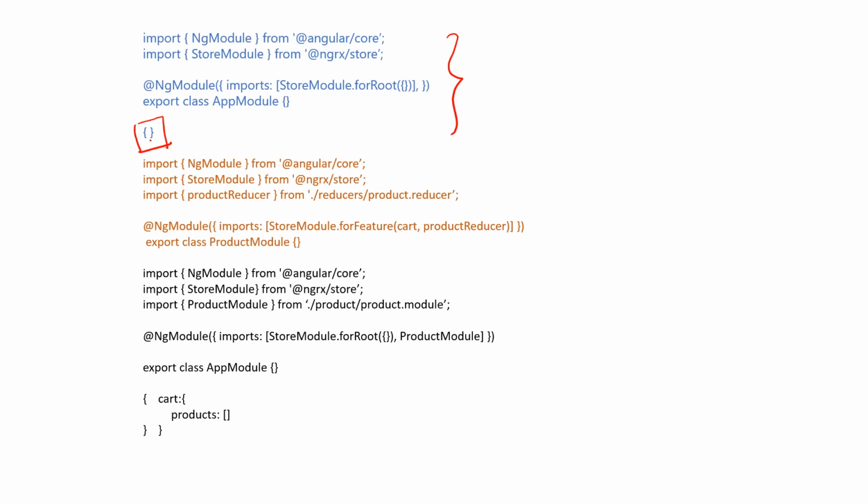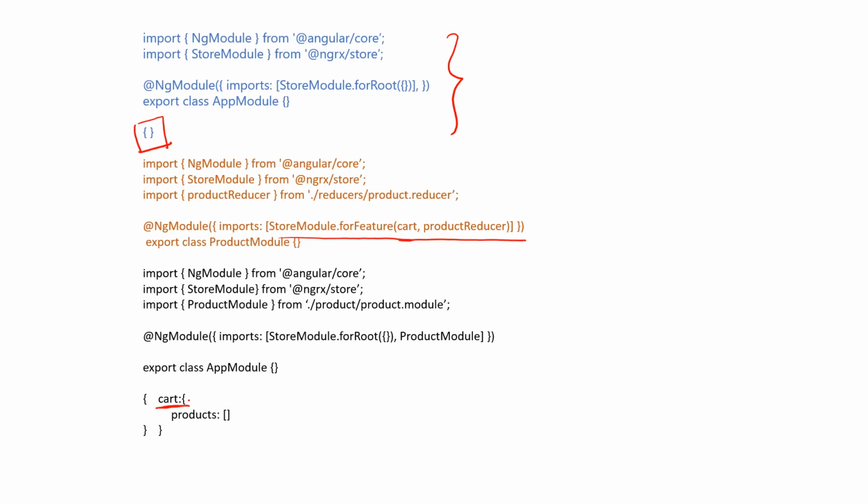And since you will be having another module known as a feature module, you can add that reducer in the actual feature module. In the case of a feature module, you can add the reducer this way: StoreModule.forFeature, and this is the name with which we will be accessing it within the bigger store, and this is the reducer that is managing this state, and this reducer is managing the products. So we have products in the cart state basically.